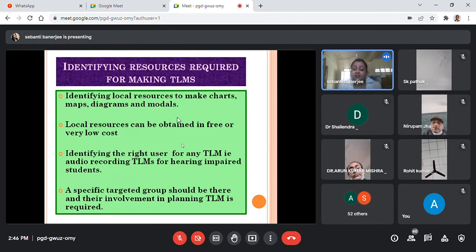A specific targeted group should be there, and their involvement in planning a TLM is required. So we can select some of the students in the class, take their feedback, and know their requirements, what they want, and up to what portion they are aware of any topic. Then we can proceed further, and we can also engage them in planning and in preparing our TLMs.